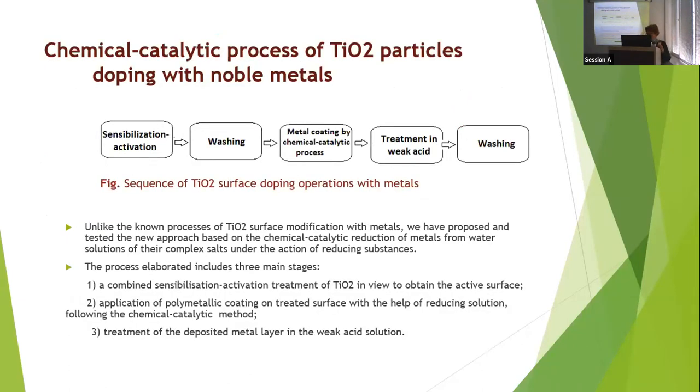For our method of modification or doping of nano-sized TiO2 particles with noble metal, we have selected the chemical catalytic reduction of metals from water solutions of their complex salts under the action of reducing substances. The process thus elaborated includes three main basic stages with washing stages between them. The first is a combined sensibilization-activation treatment of TiO2 particles in order to obtain an active surface. The second stage is the application of a polymetallic coating on the treated surface with the help of a reducing solution following the chemical catalytic method. And third, treatment of the deposited metal layer in a weak acid solution.